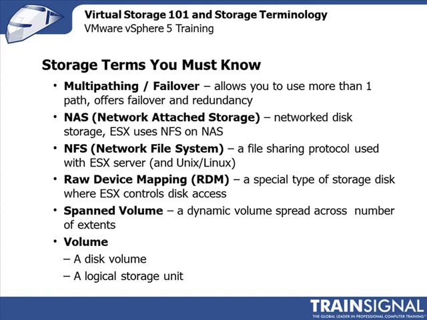Raw device mapping, otherwise known as RDM, is a special type of storage disk that is presented through the vSphere kernel directly into the virtual machine. Spanned volume is a dynamic volume spread across a number of extents. Volume is a disk volume, a logical storage unit. Again, pretty self-explanatory here.